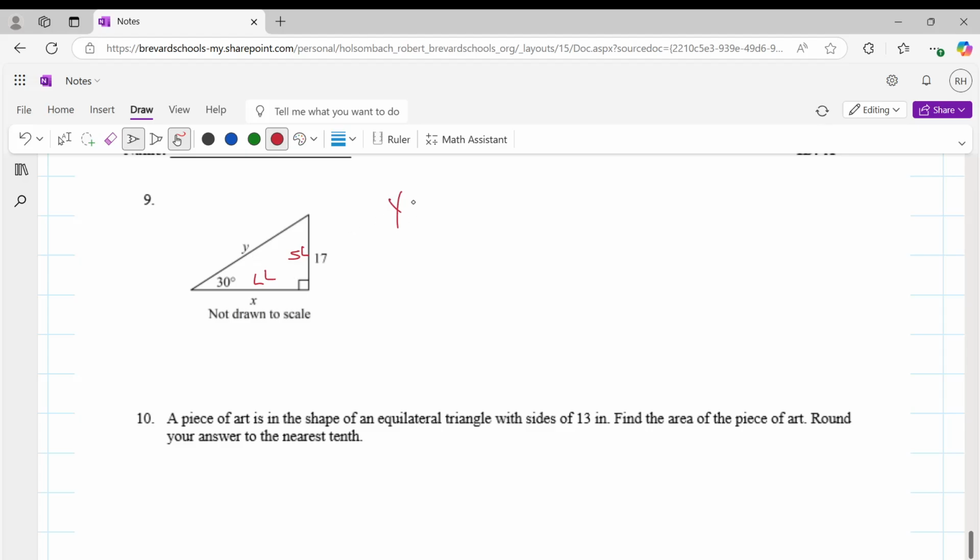So y is equal to 17, which is the short leg, times 2, which is 34. The long leg is equal to the short leg times the square root of 3, and that is in simplest radical form as well. So there's your x and there's your y.